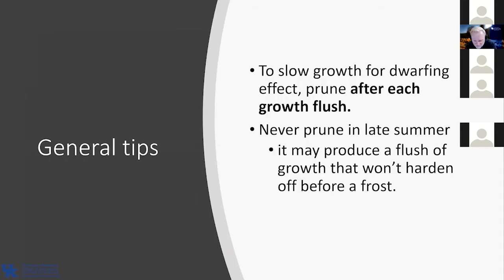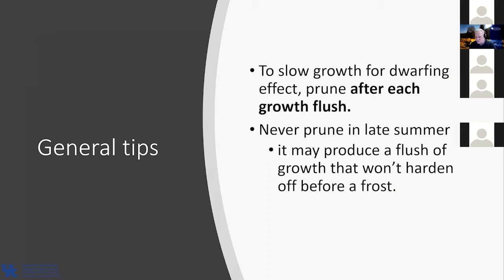Now, some people, if they have a dwarfing version of an evergreen, this applies more to shrubs, but I included it in this presentation because it does have some application of trees. If you want to slow the growth of an evergreen for a dwarfing effect, you can prune after each growth flush. I don't think you should apply this principle to something like a white pine, for instance. They're the most common, or spruce, or any of those. You shouldn't apply that to that, because remember, those are big trees.